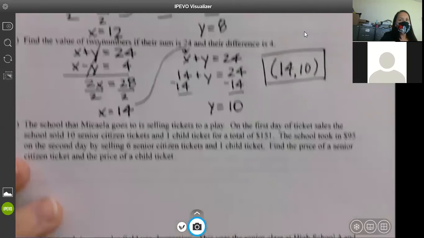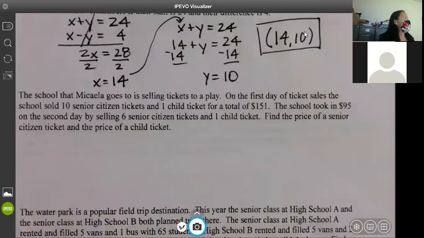All right, so on the next one, it looks like it's going to be really hard because there's a lot of words, but it's really, really easy. So let me show you how to set up the first one, and then the other ones follow exactly the same way. It says the school that Michaela goes to is selling tickets to a play. On the first day of ticket sales, the school sold 10 senior citizen tickets and 1 child ticket for a total of 151. Now, the thing with these questions is they might ask you for one or the other and not both. So the way that I set these up is we're going to talk about it right here.